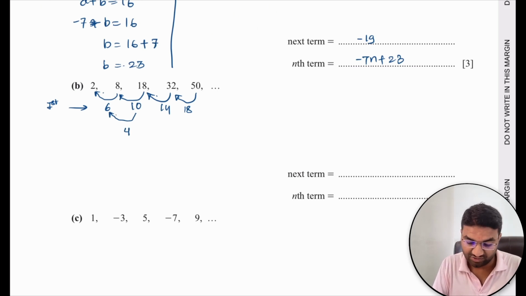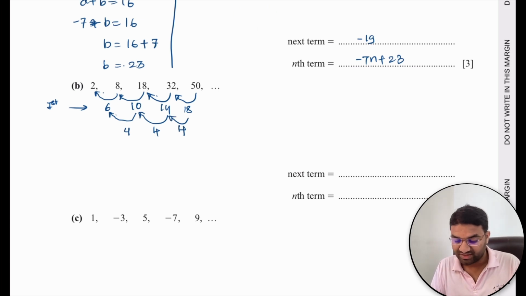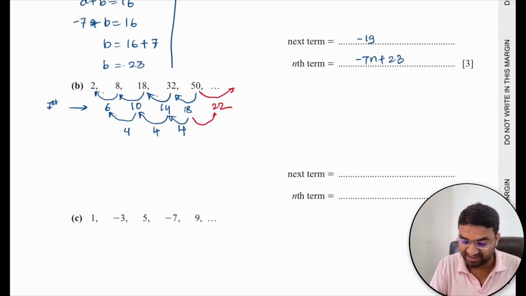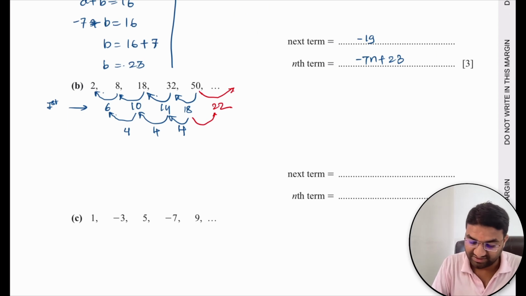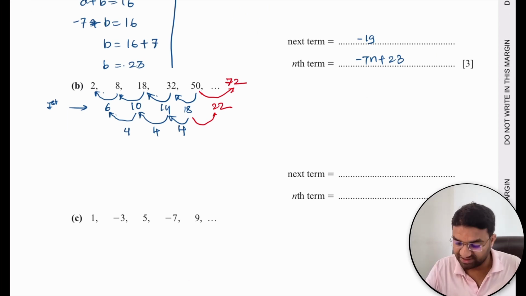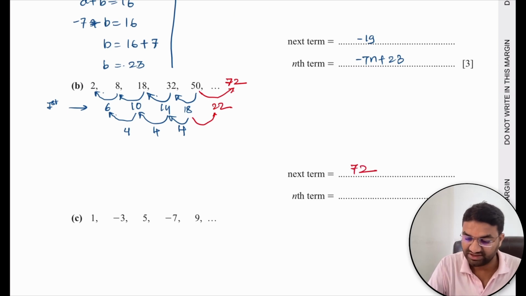Then take one more difference. 10 minus 6 is 4. 14 minus 10 is 4. 18 minus 14 is 4. So to find the next term, firstly you have to add 4 to 18, which is 22. And then we add 22 to 50 to find the next term, that is 72. So the next term we will get is 72.